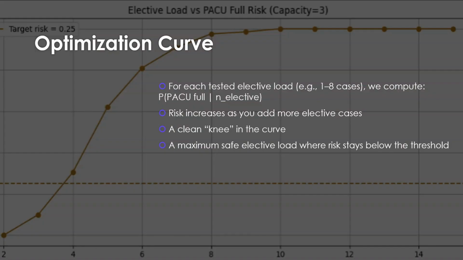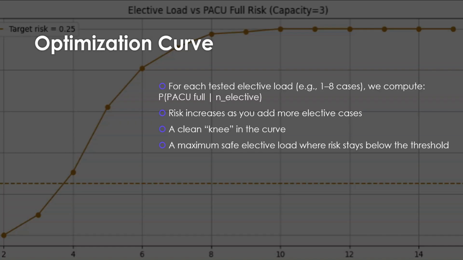We go ahead and we keep everything else constant, but we vary the elective load. We're going to move between 1 and 8 cases, and we'll go ahead and run that scenario over and over again. 1 case, and then sample randomly from the variation within our system, and see how many of those simulations end up above our capacity of 3 patients. So we are looking to find out what elective caseload is safe, and we wanted to keep under that 25% threshold.